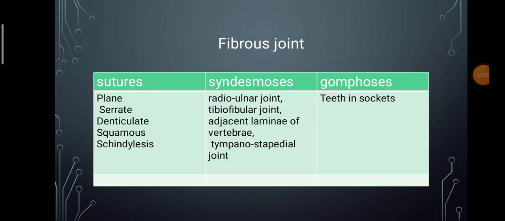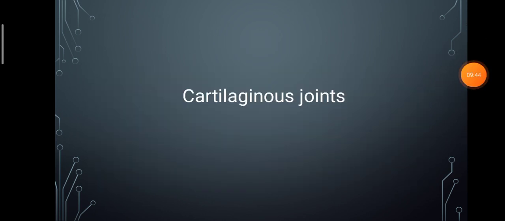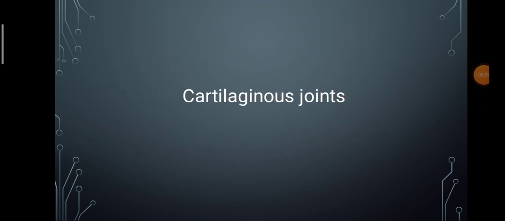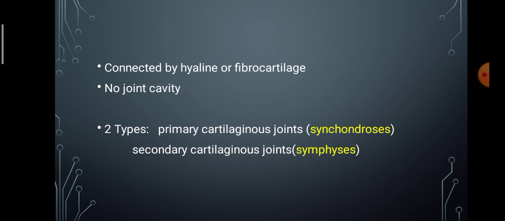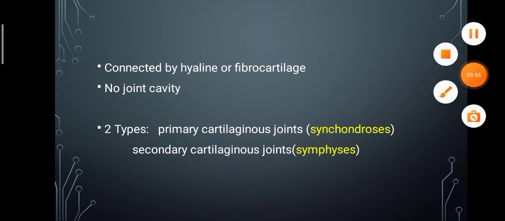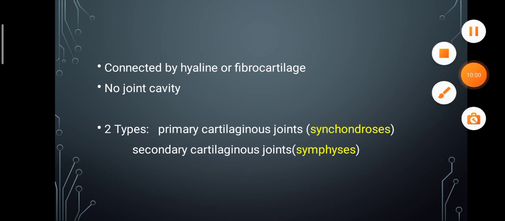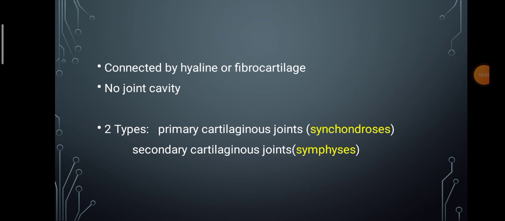You know the examples which come under the three types of fibrous joint. Now we will see the cartilaginous joint. These are connected by hyaline cartilage or fibrocartilage. There is no joint cavity in a cartilaginous joint. There are two types of cartilaginous joint: one is the primary and the other is the secondary cartilaginous joint.